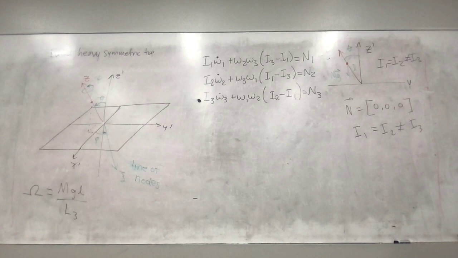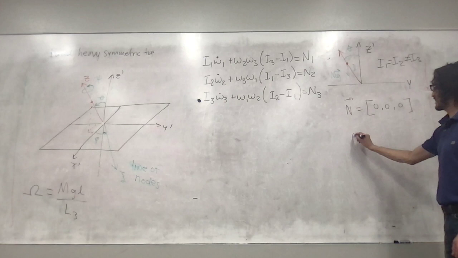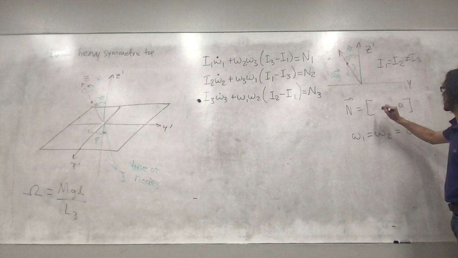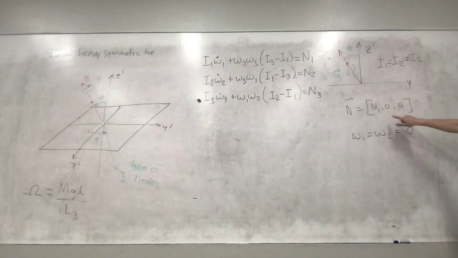So the next simplest case is with, I guess we can leave the more general I1, I2, and I3. We can start, but this is not going to hold for a long time. We can start with omega 1 equals omega 2 equals 0. So there's no rotation along x or y. And the torque is going to have only one component. It's going to be N1, 0, 0. So then this one is going to be 0, and this one 0.